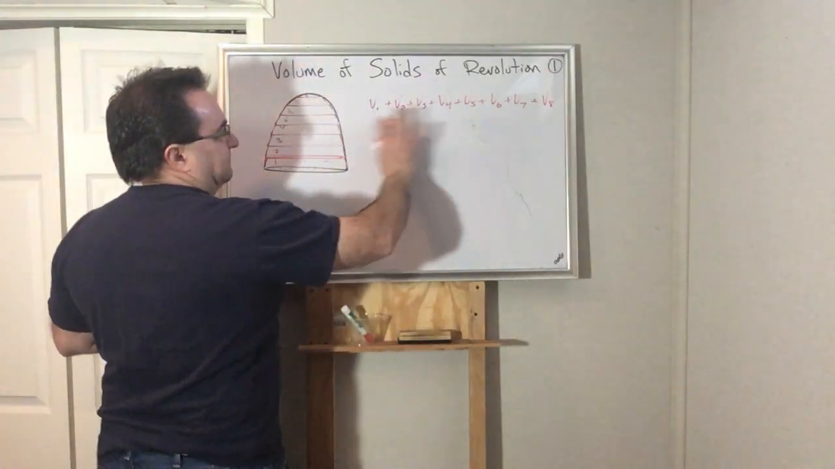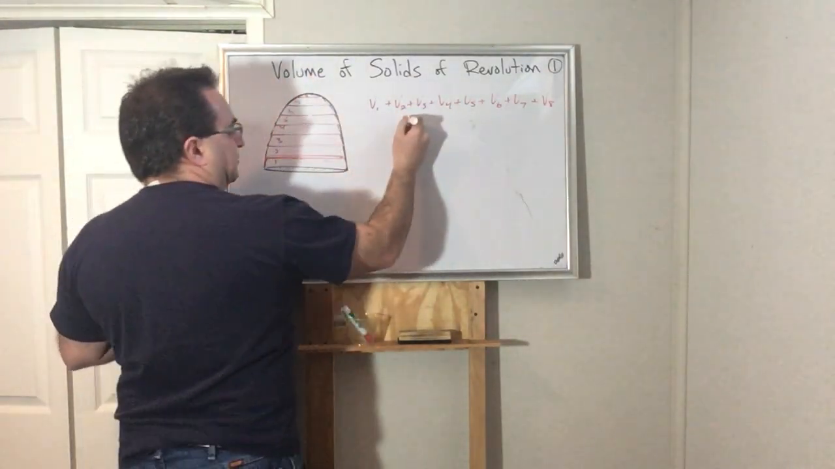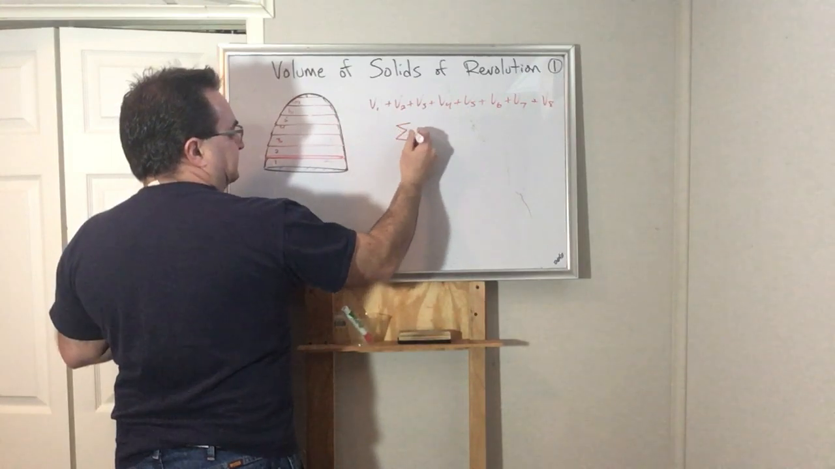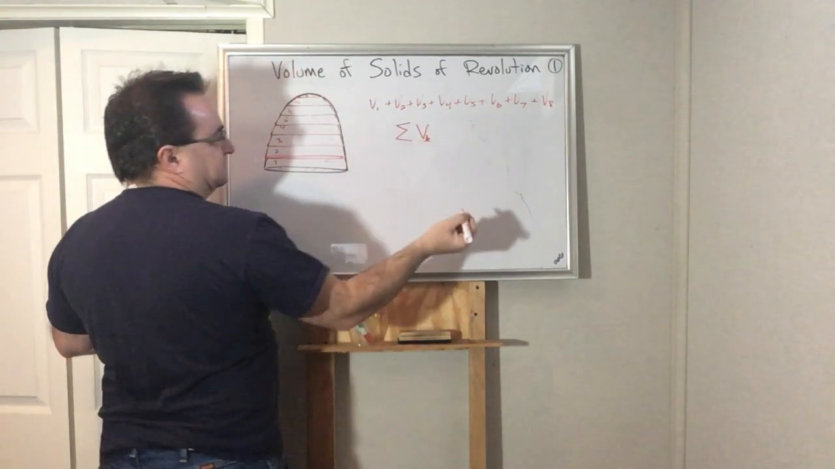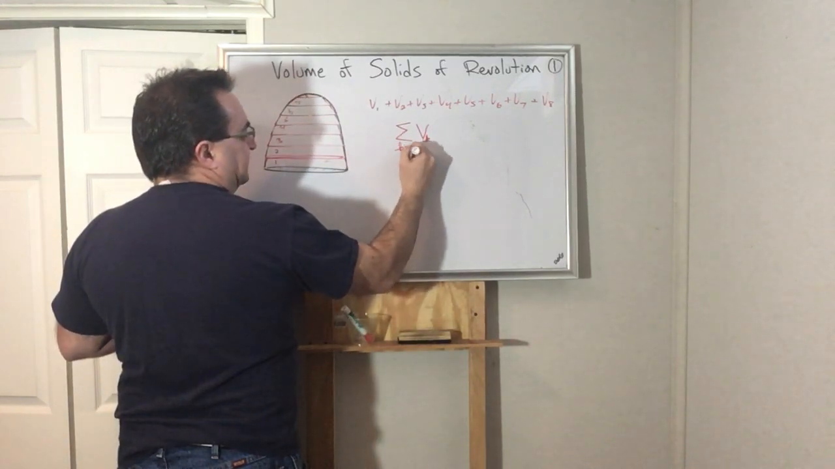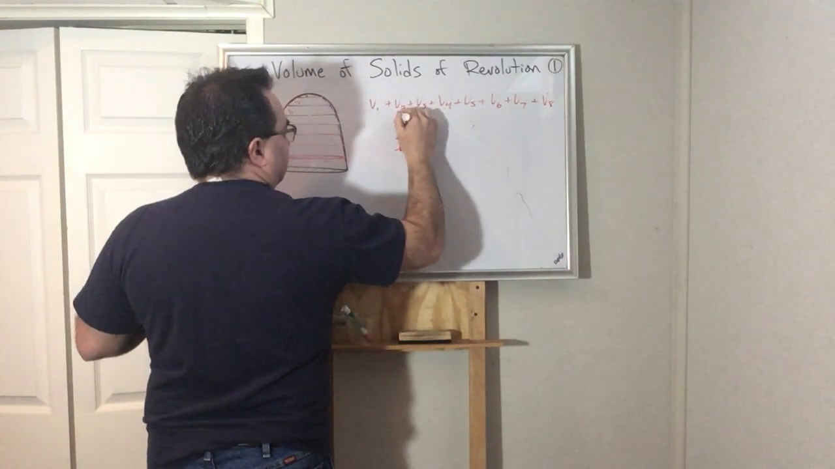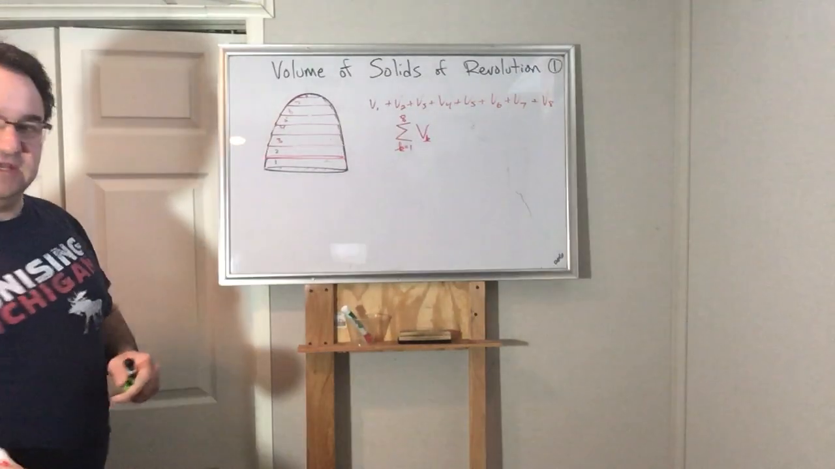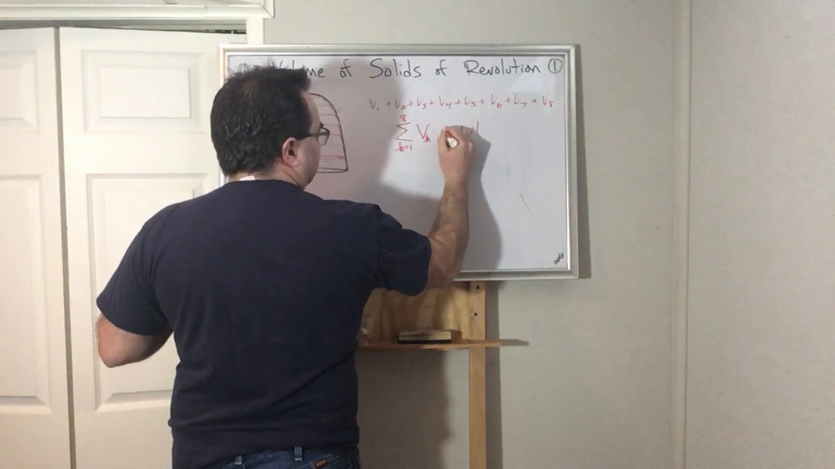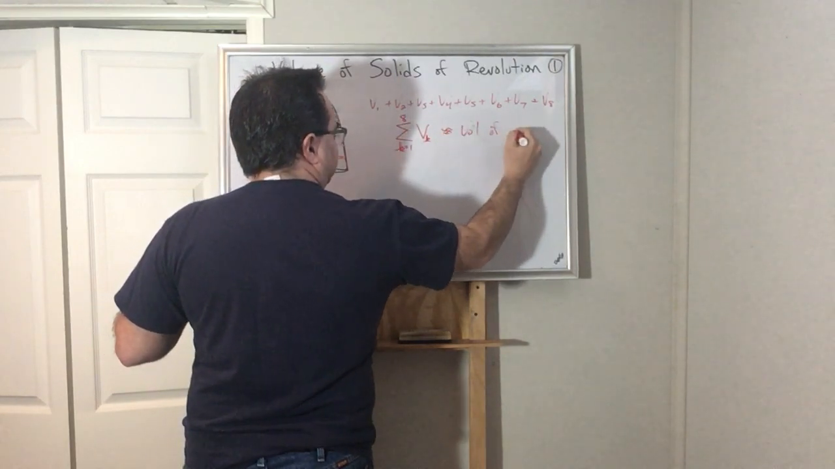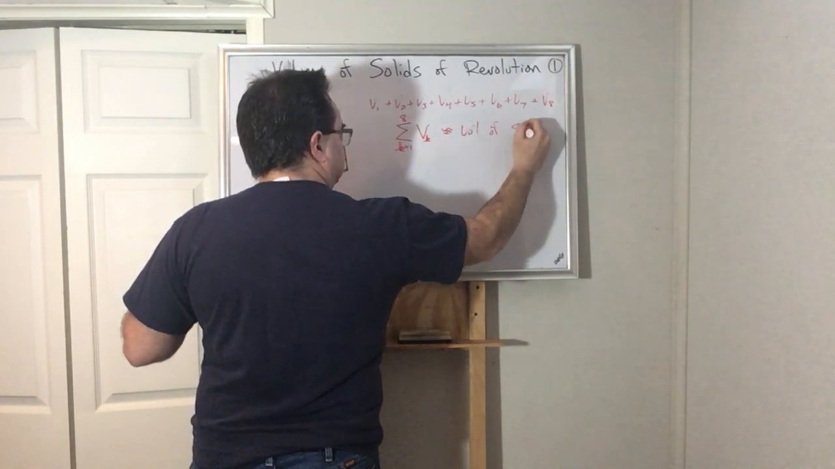Now notice in how I'm adding these up, I could write this like this. This is the sum of all the v sub somethings, where the somethings start with 1 and end with 8. So I could say that this summation is approximately the volume of the solid.